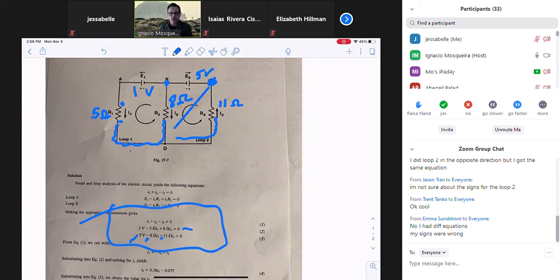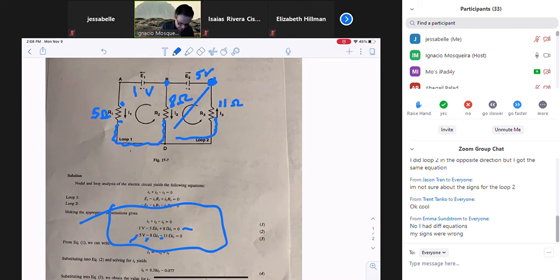Of course, I could have figured it out anyway, but it just takes me longer if I have to guess what you did, okay? So if you just tell me which direction you picked and how you're going around the loop, clockwise or counterclockwise, then I can easily check your signs very quickly to see that that's correct for that. Okay, any questions about the signs? No questions? Okay.